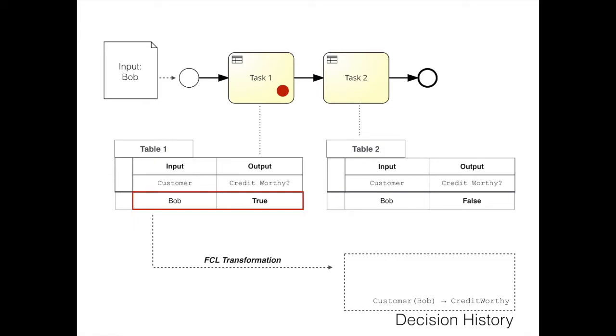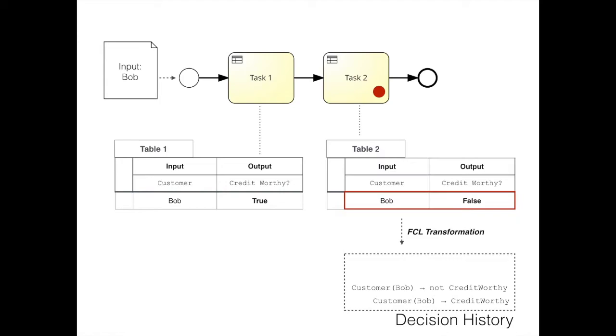We check this now for consistency. As you can see, it's still only one rule, so everything is fine. So the process engine is finished with task 1 and will route the token to task 2. Here we consult the DMN table again, or the rule engine again, and this DMN rule here is again transformed and stored in the decision history. Now if we check the decision history for consistency, we see that we have contradictory outcomes for the customer Bob, and this is the inconsistency, and here we have detected this inconsistency in task 2 via the decision history.